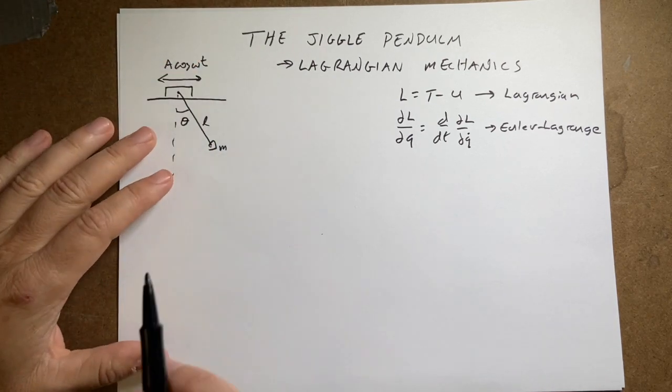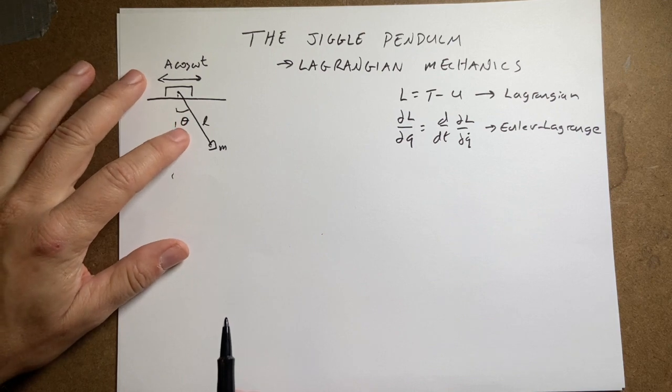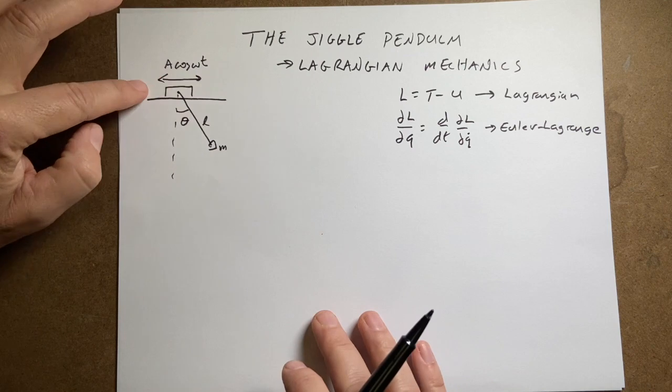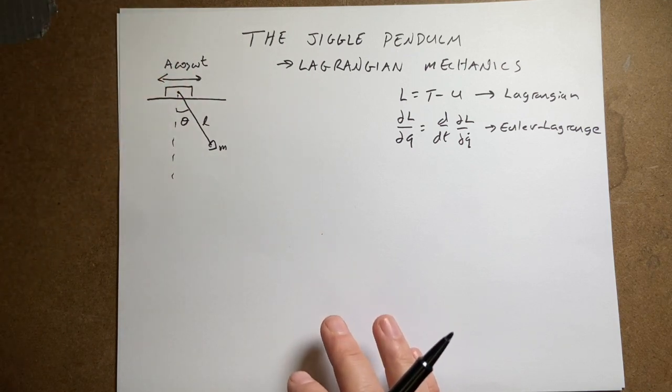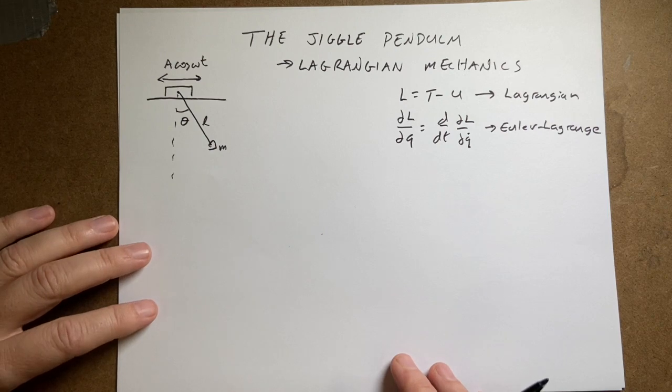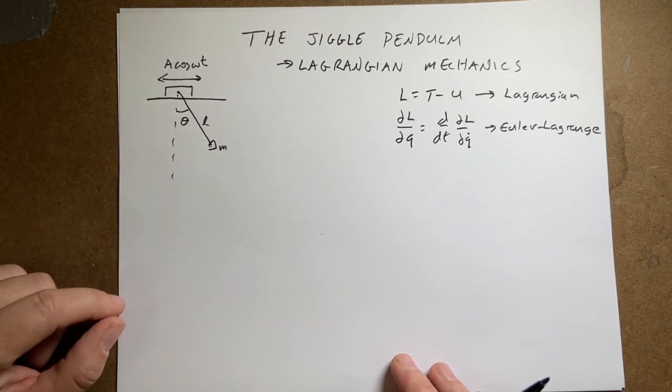But if I pick a coordinate like that, and this is just a 1 degree of freedom problem, I don't really need any other coordinates. Yes, this moves back and forth, but that's according to time, not according to the variable position right here.